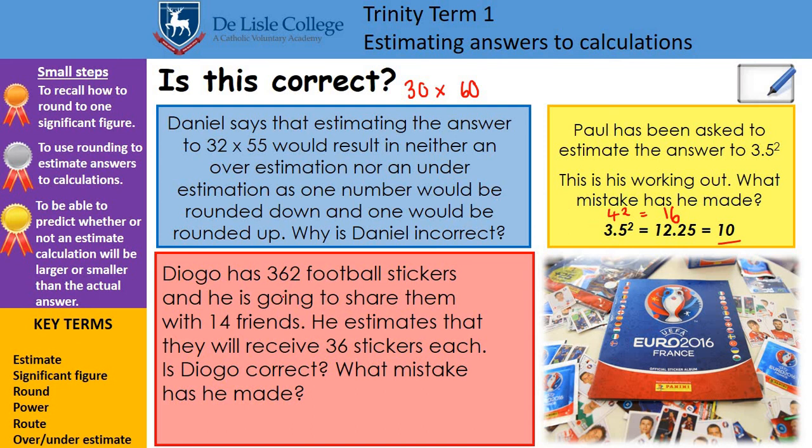Right, Diogo has 362 football stickers and is going to share them with 14 friends. He estimates that they will each receive 36 stickers each. What mistake has he made? Well, what he's done is he's partially estimated, and to get an answer of 36, he's rounded 362 to 360, which isn't one significant figure, and he's divided by 10 instead of 14, which gets 36. But that's not quite right, because he should actually be rounding that to one significant figure. So 400 divided by 10 gets you 40. So the mistake he's made is he's not fully rounded the 362.